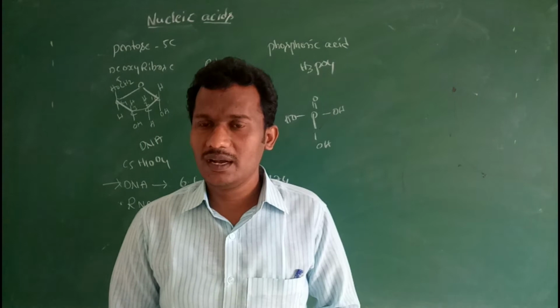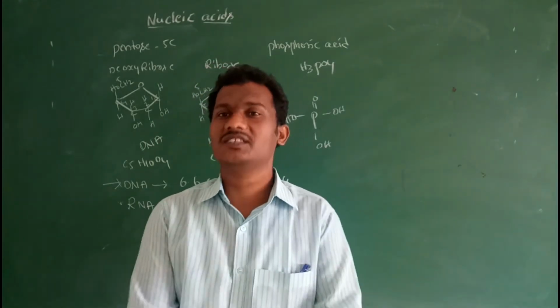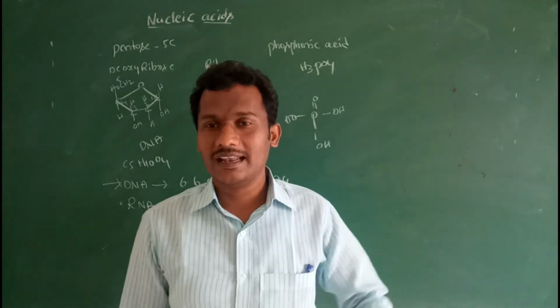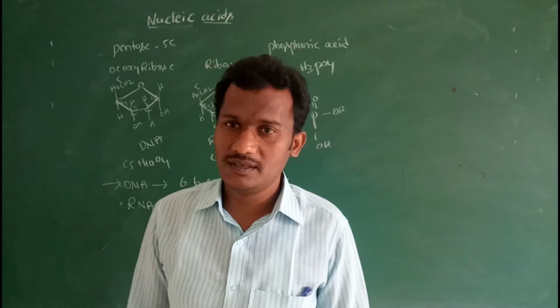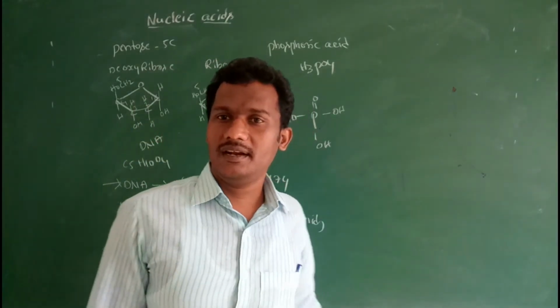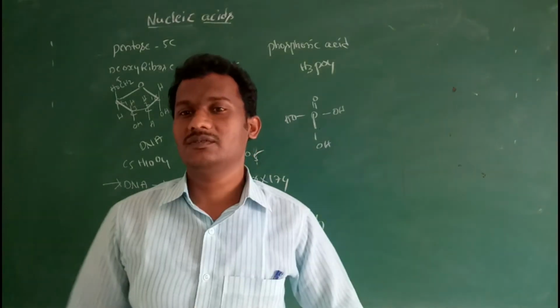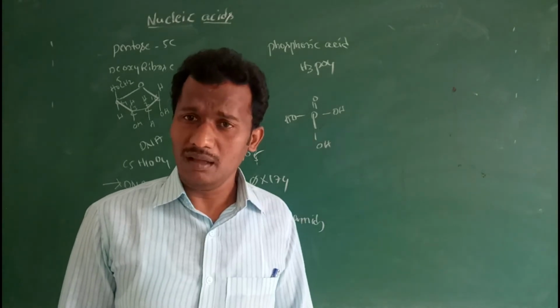In eukaryotes, DNA is located in the nucleus as chromatin. At the time of cell division, this chromatin condenses to form chromosomes. The number of chromosomes is constant in a particular species. In eukaryotes, DNA is present in the nucleus because a well-defined nucleus is present in eukaryotic organisms.